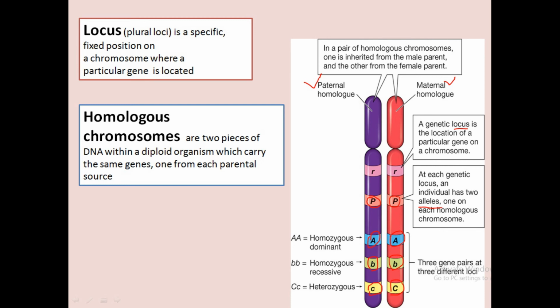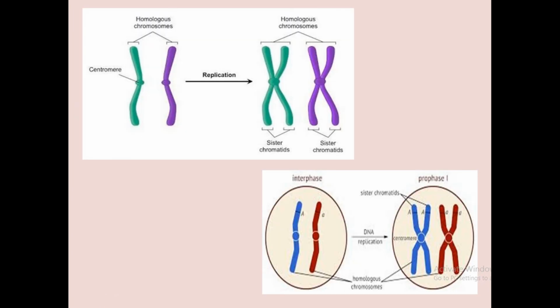Homo means same and hetero means different. So homozygous is when both the alleles are the same. But heterozygous is when there is one capital C and one small c, one dominant allele and one recessive allele. Regarding homologous chromosomes, here we will get one more clear picture.